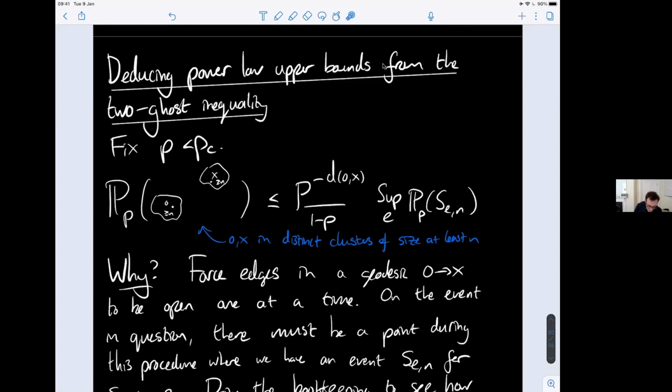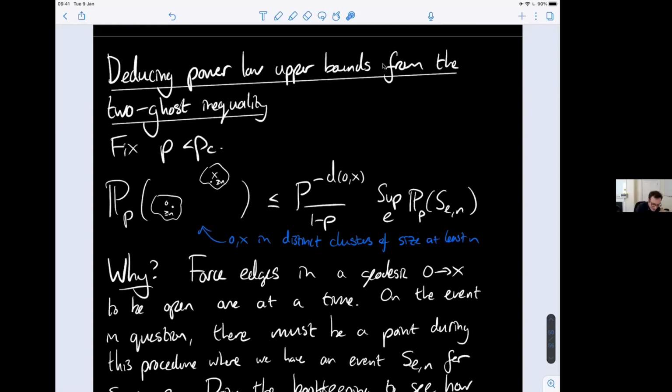So the first thing that it's going to be useful for us to use is the two ghost inequality, which tells us that it's hard to have two large clusters that are right next to each other. Like I take an edge and I want its two endpoints to be in distinct large clusters. So the first thing we're going to want to do is have a lemma that lets us have these clusters a bit further away from each other at some cost that depends on the distance.